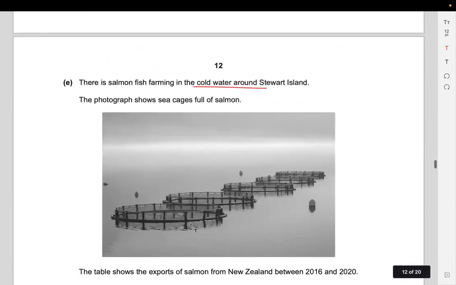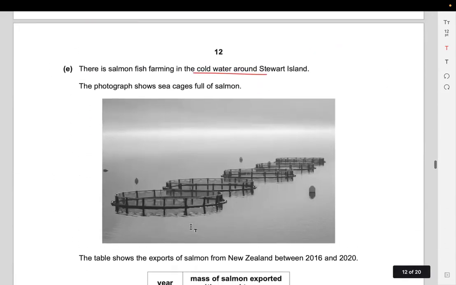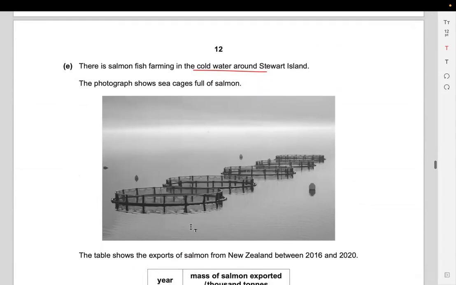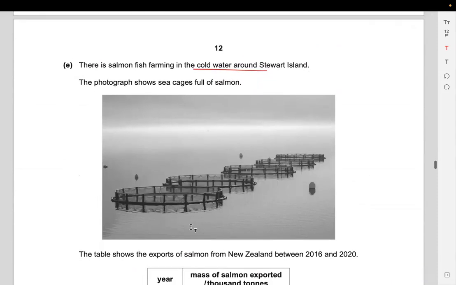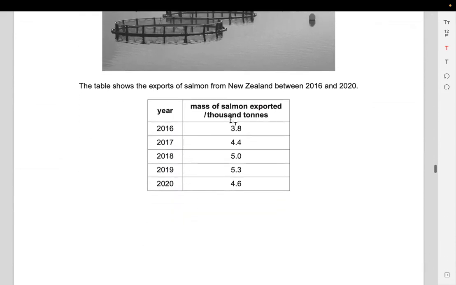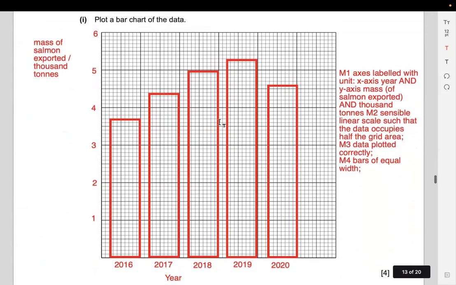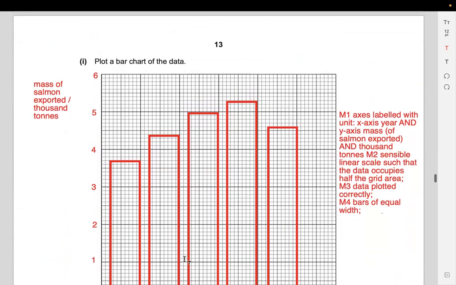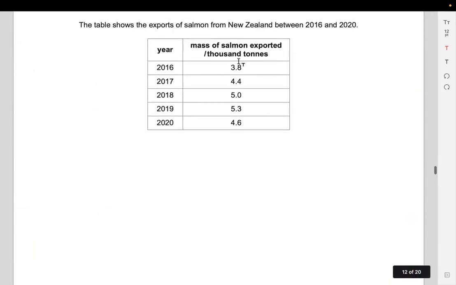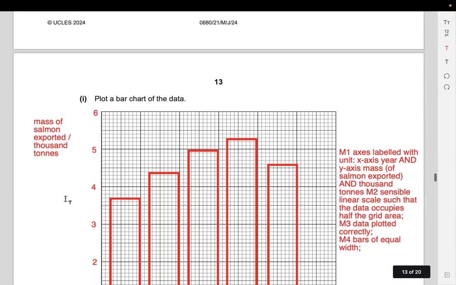Nice question. Right, this is where it's important to read the question. I often whiz along. There is salmon fish farming in the cold water around Stewart Island, right? There we are, there's the fish catches. And we had to do a bar graph, right? Remember, label it from the table. So you copy off the table headings and you put it there.